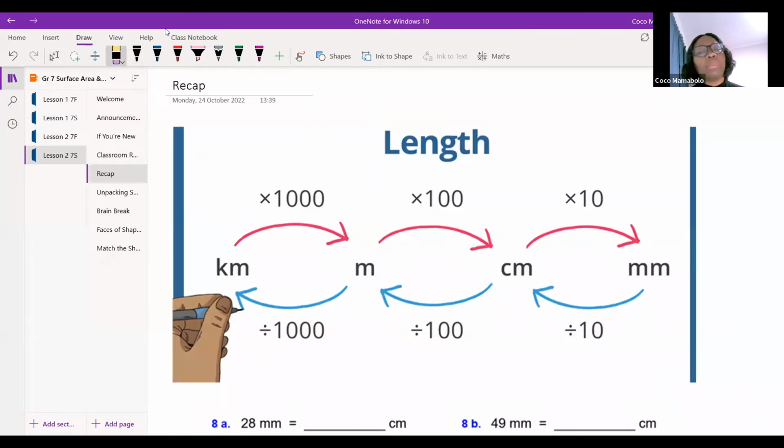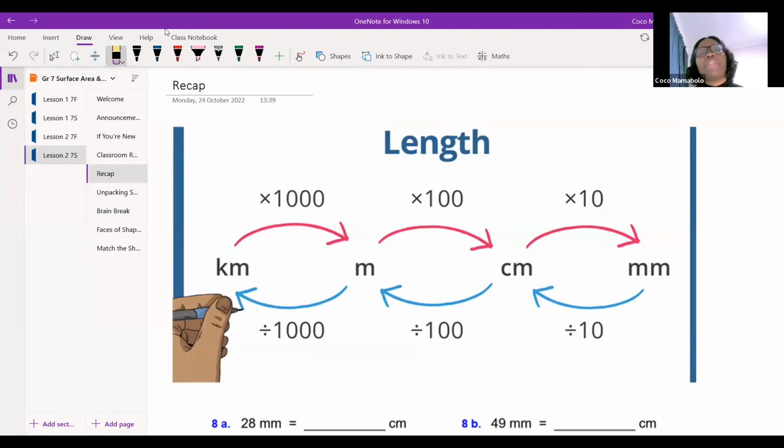All right. If I'm going from centimeters to millimeters, what am I doing? From centimeters to millimeters. Excellent. Well done. Good, guys. I multiply by 10. I'm going from centimeters to millimeters, so I need to multiply by 10. Excellent. You guys get it.